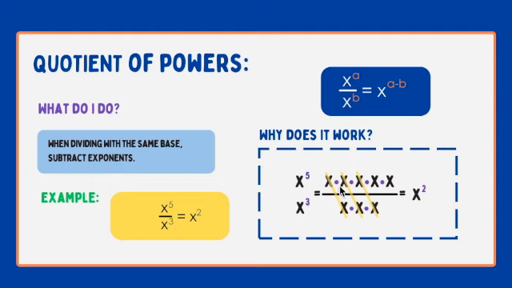So here we open it up, and we have 5 x's in the numerator and 3 x's in the denominator. I'll cancel out 3 x's because there are 3 x's in the denominator, and I'm left with 2 x's, so I got x squared. Again, when dividing terms with the same base, you need to subtract the exponents. So that is the quotient of powers.